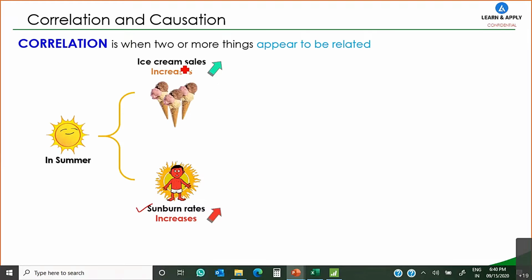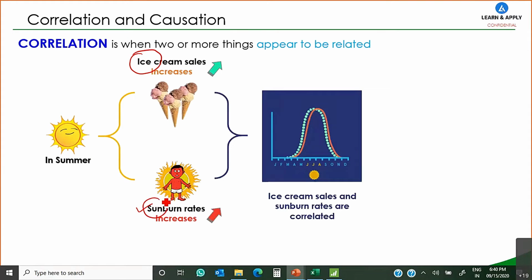So if we plot these two factors, ice cream sales versus sunburn rates, we can say that these two factors are perfectly correlated with each other, right? So what this means is that ice cream sales and sunburn rates are correlated. But as I already told you, it is not like that. If you see a correlation between two factors, like the correlation between ice cream sales and sunburn rates, these two factors are not caused by one another.